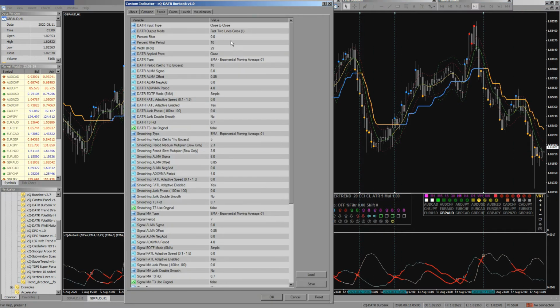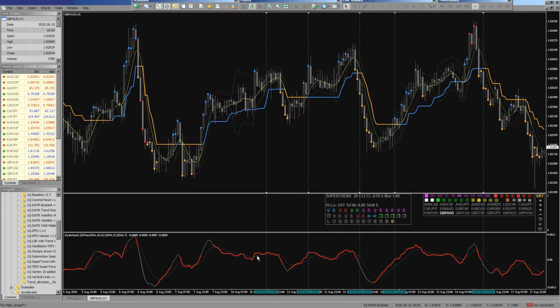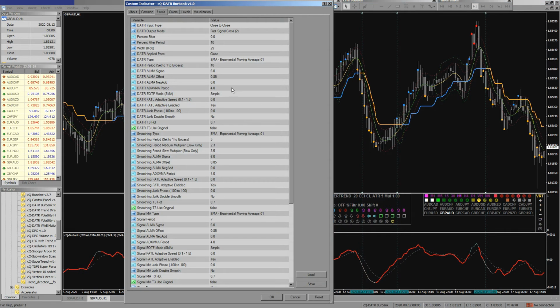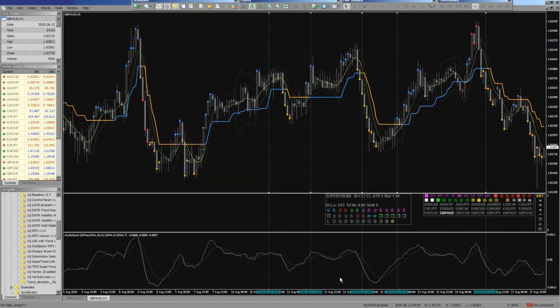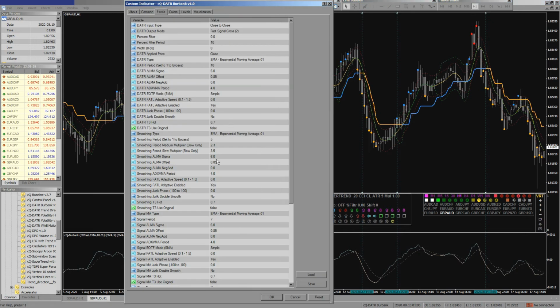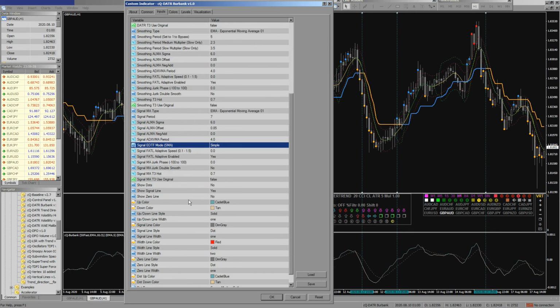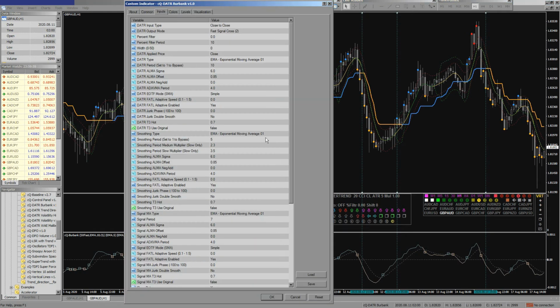And like I said, you also have signal cross, which measures the distance between the signal line and the moving average. Again, if you turn this to 0, you can see that you still get the direction. And if you want to turn on the dots, you can turn the dots on. And if you want to have the 0 line down there, you can turn that on too.